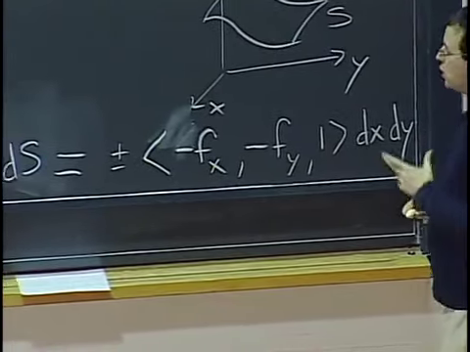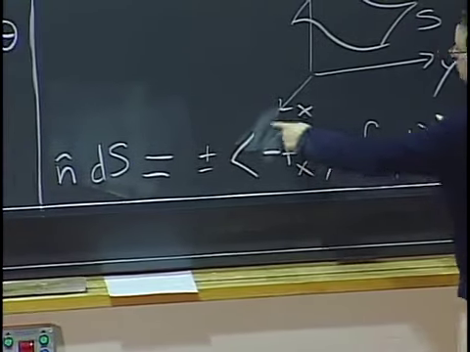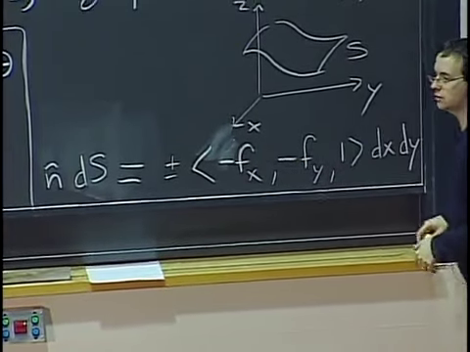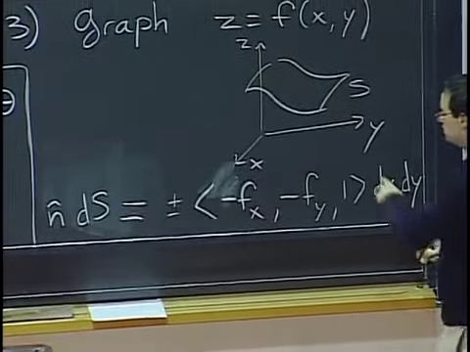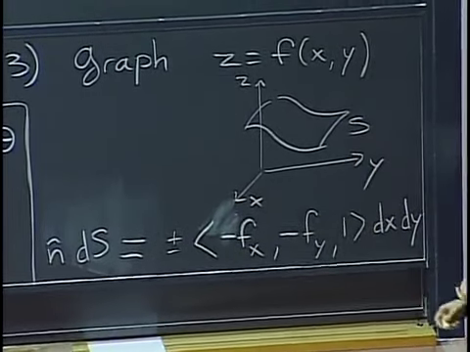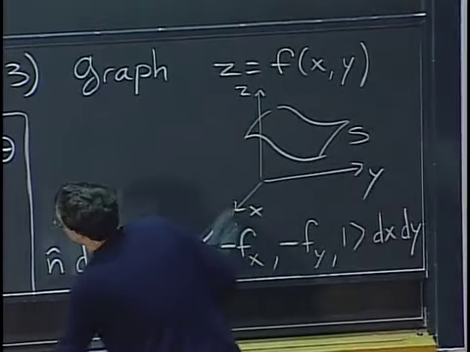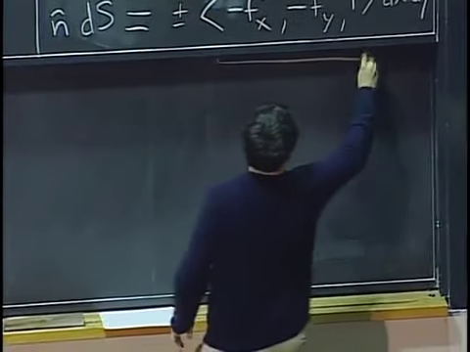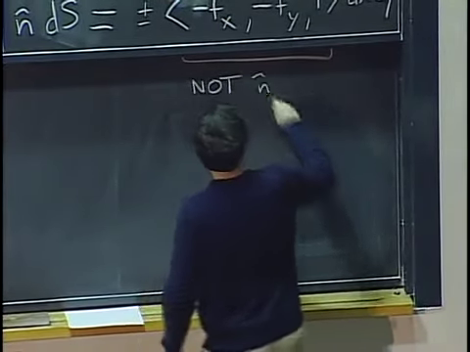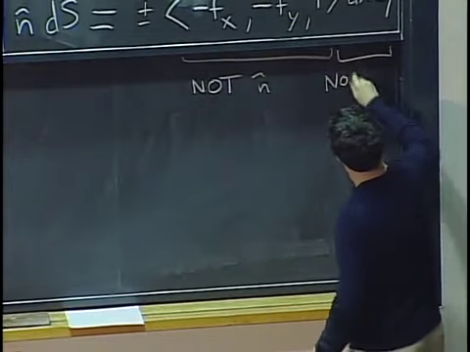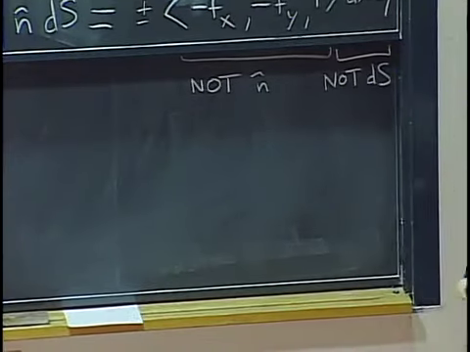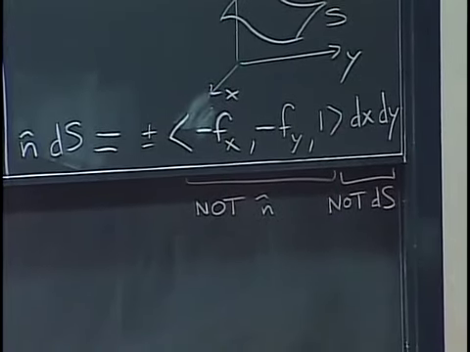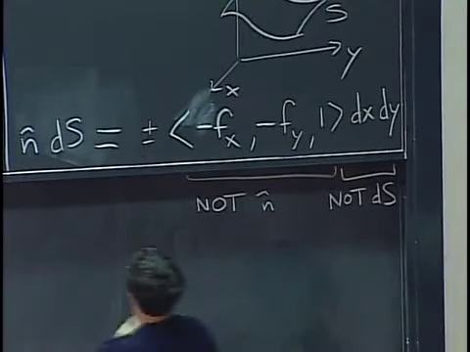If you really want to know what dS is, dS is the magnitude of this vector times dx dy. So there will be a square root and some squares and some stuff. What's the normal vector? You take this vector and you scale it down to unit length. Just to emphasize it, this vector here is not n, and this factor here is not dS. Each of them is more complicated than that, but the combination somehow simplifies nicely. And that's good news for us.